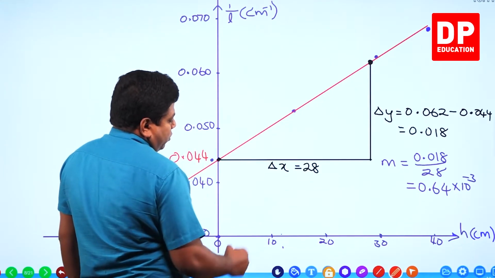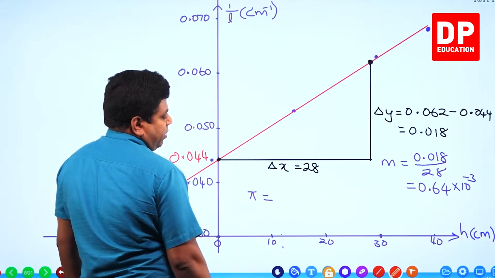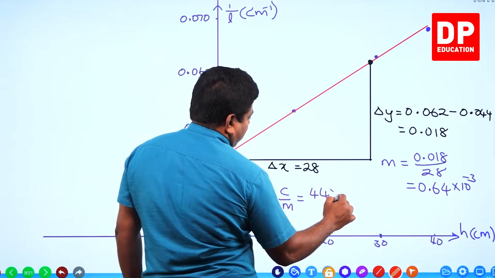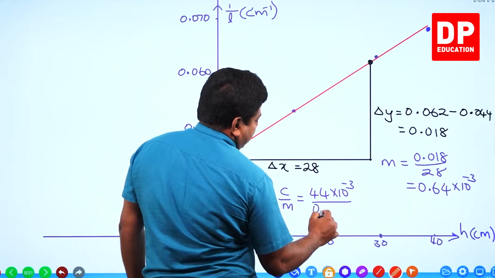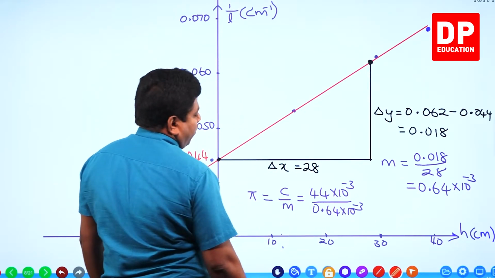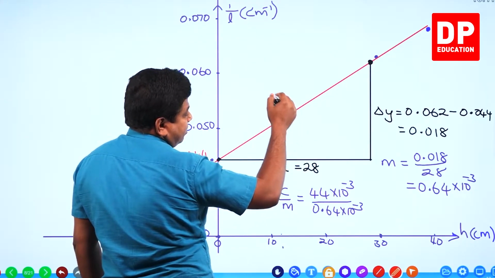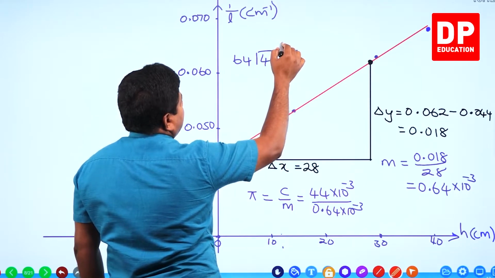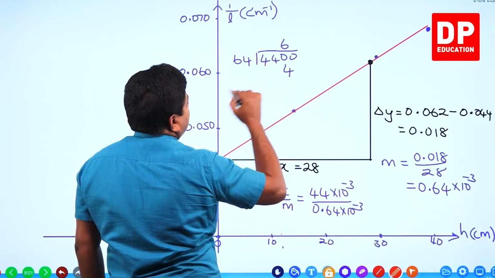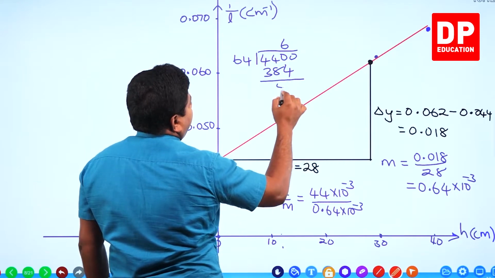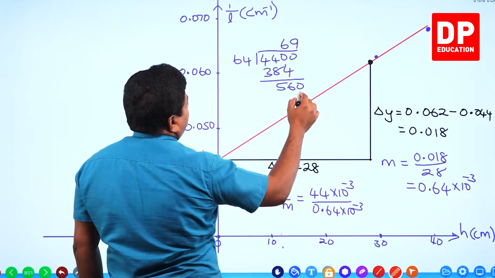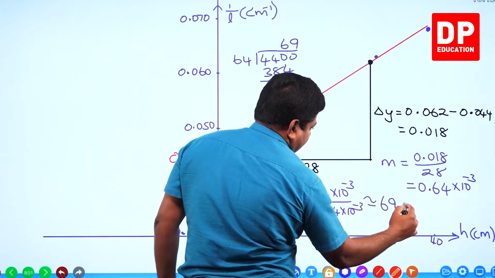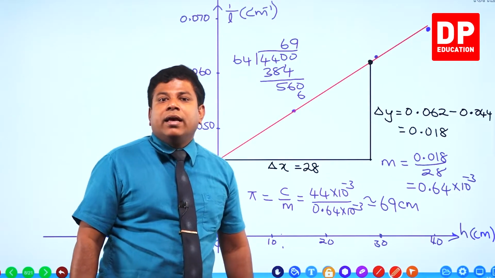C is 0.044. So I can say atmospheric pressure, you remember we studied C over M, intercept over gradient. Intercept is 44 into 10 to the power minus 3. Gradient is 0.64 into 10 to the power minus 3. So you get 44 by 0.64, that is 4400 over 64. You get approximately 69. Approximately 69 centimeter mercury is the atmospheric pressure we are getting according to this graph.